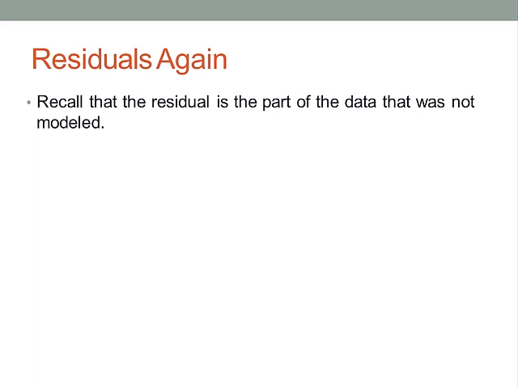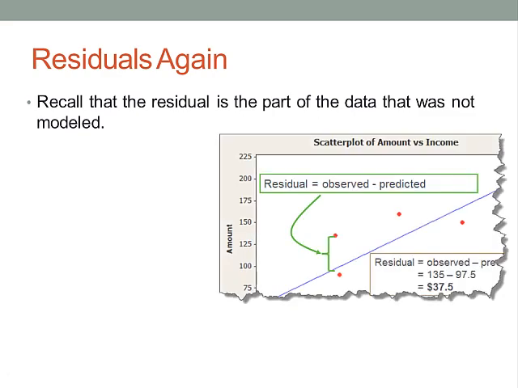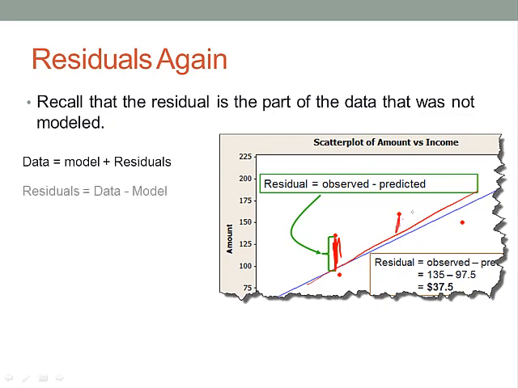Okay, let's look back at residuals again. Recall the residual is the part of the data that was not modeled, right? The residual, if you recall from an earlier problem, is this distance right here. So you can think of it as the data equals the model plus the residual. Subtracting the model from both sides, residuals equals data minus model. Another way to think of this is residuals equals the observed, which is the data, minus the predicted, which is the model, our line. That's our prediction.